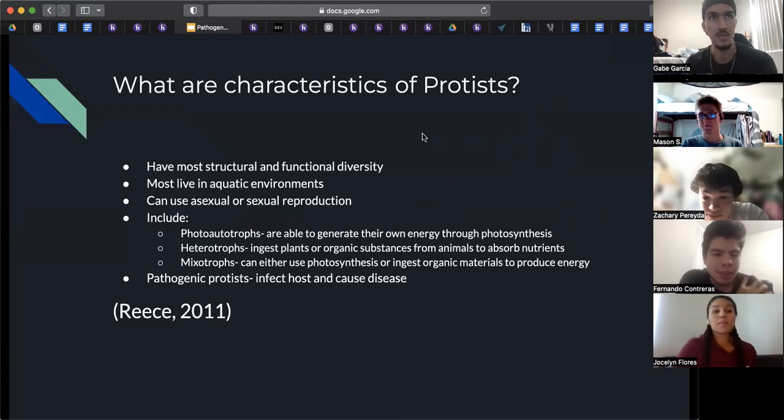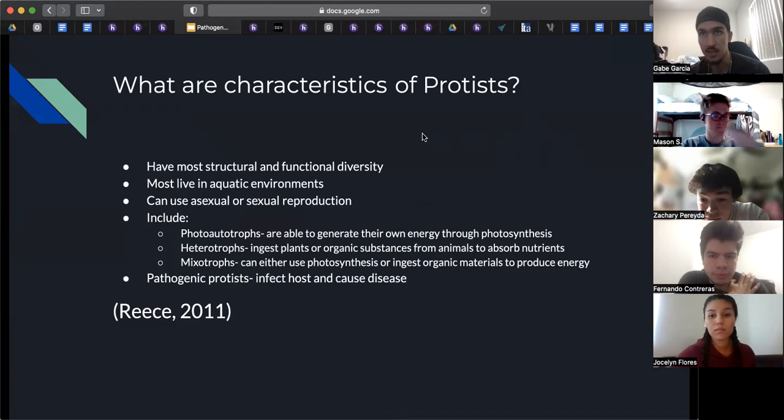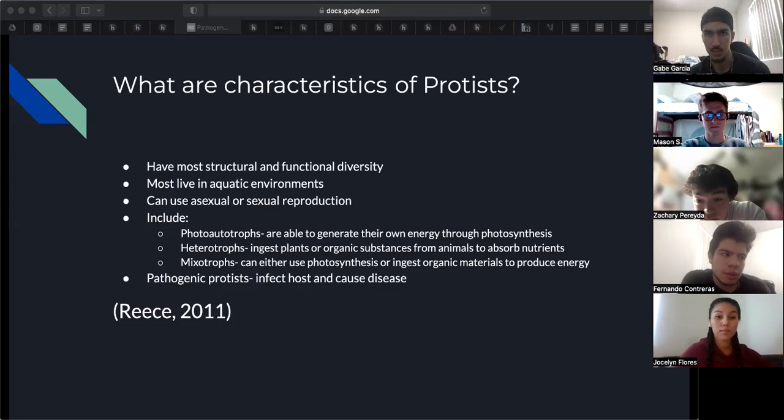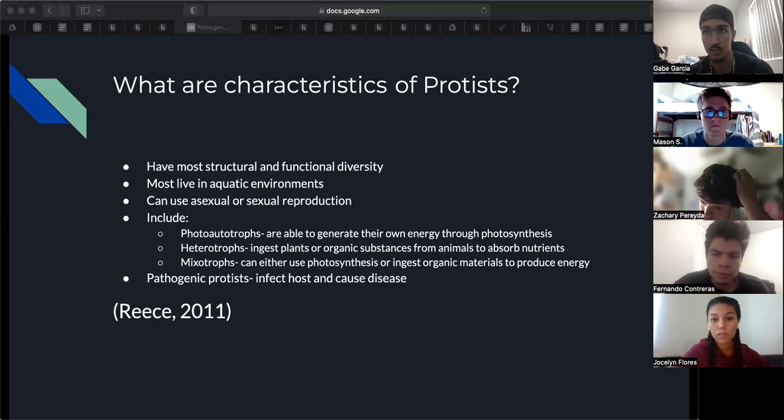Alrighty. So for the first slide we have what are characteristics of protists. In comparison to every other group of eukaryotes, protists have the most structural and functional diversity. Most protists live in aquatic environments and can use asexual or sexual reproduction. Protists could be photoautotrophs, heterotrophs, or mixotrophs.